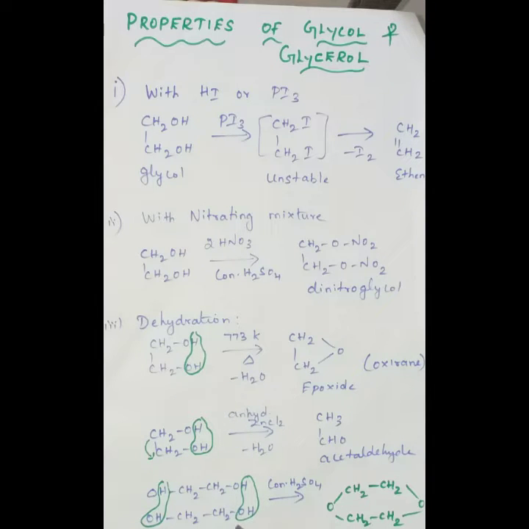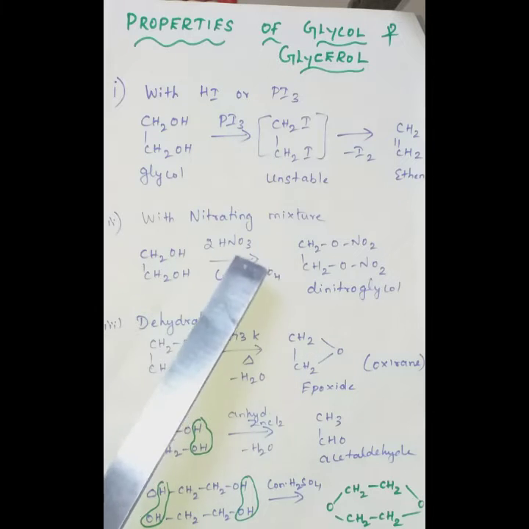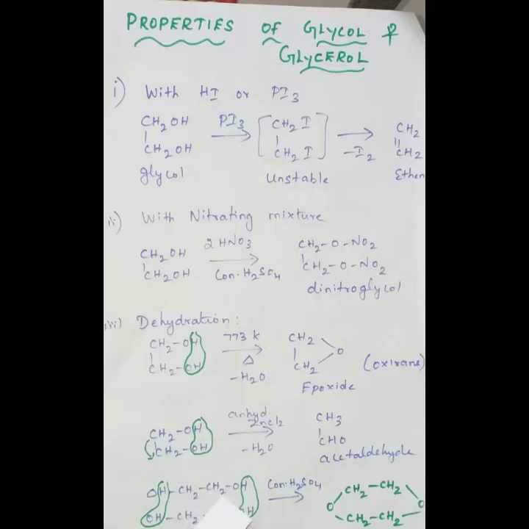But this is an intermolecular dehydration, a very important one. Take two molecules of glycol, CH2OH single bond CH2OH, and another molecule. Between the two molecules, when we heat with concentrated sulfuric acid, one water molecule is eliminated on this side and on that side also one water molecule is eliminated, to form 1,4-dioxane. So the name is 1,4-dioxane. This is an intermolecular dehydration. So far we discussed the reaction with PI3, the reaction with the nitrating mixture, then dehydration, intramolecular and intermolecular.